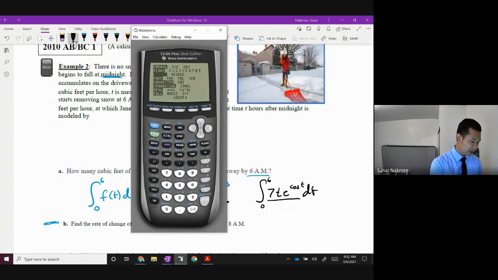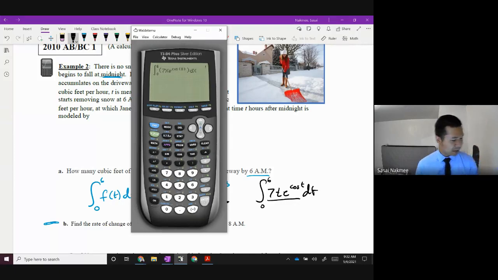So that being said, all you have to do after that is press math and go down to option 9 to do this integral on the calculator. Plug in the values for your integral from 0 to 6, and then plug in your function, 7t times e to the cosine of t, with respect to the differential of x. Press enter. It's going to evaluate it, and that's going to be your answer.